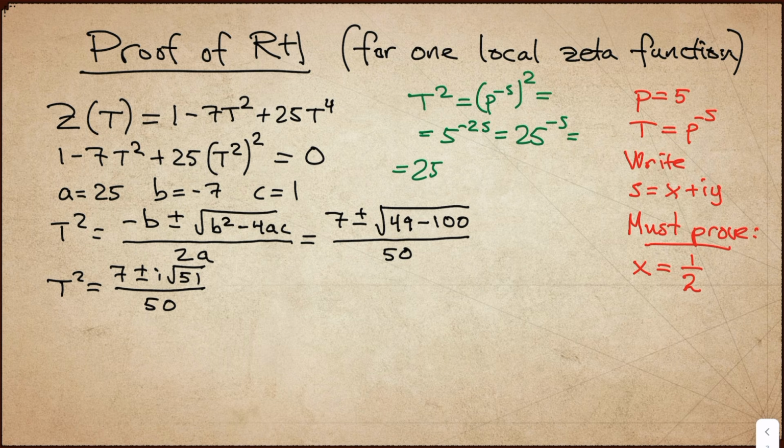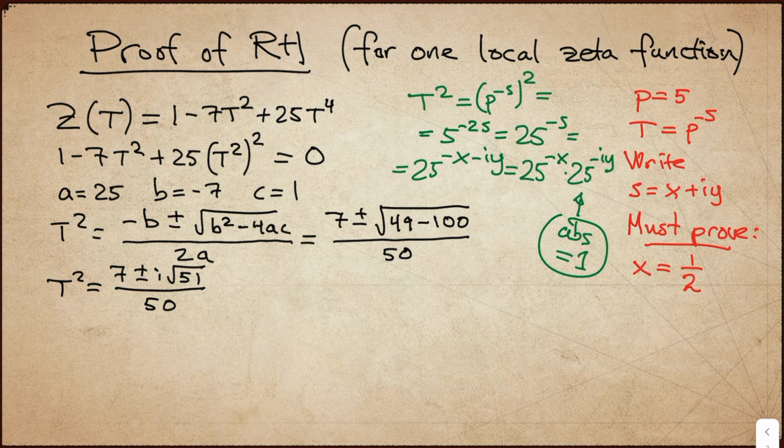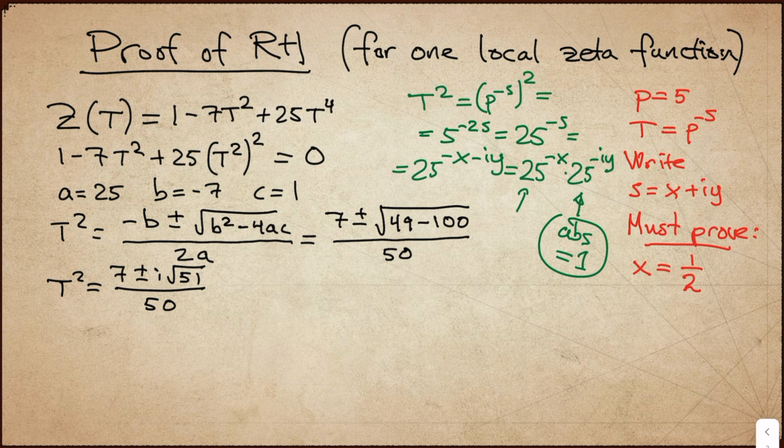This is 25 to the minus x minus iy, which factors as 25 to the minus x times 25 to the minus iy. And this second factor has absolute value 1. It has exponent i, so it's on the unit circle. This first factor is real and positive.